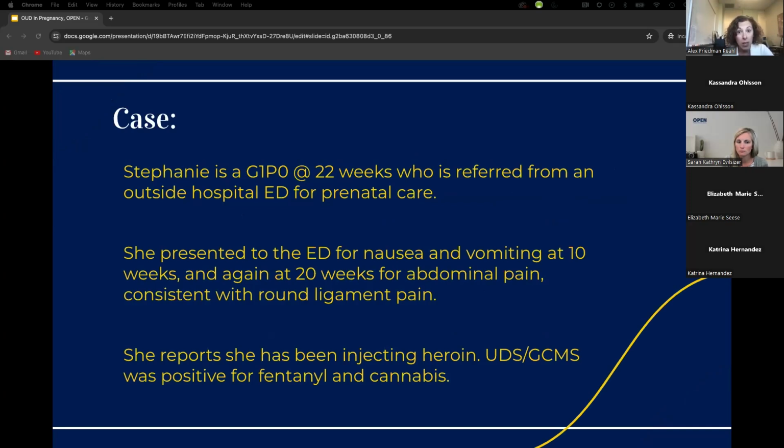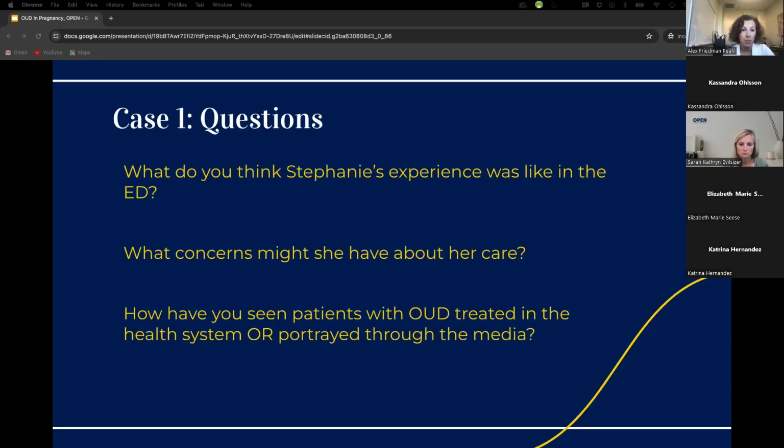I'll frame this section with a case. Stephanie is a G1P0, or a first-time mom, and she's at 22 weeks. And she's referred from an outside hospital emergency department to your clinic for prenatal care. She presented to the ER several times in her pregnancy, first for nausea and vomiting at 10 weeks, and then again at 20 weeks for abdominal pain, which was found to be consistent with round ligament pain. She reported that she was injecting heroin and her urine drug testing was positive for fentanyl and cannabis. Just taking a moment to pause, what do you think that Stephanie's experience was like in the ER?